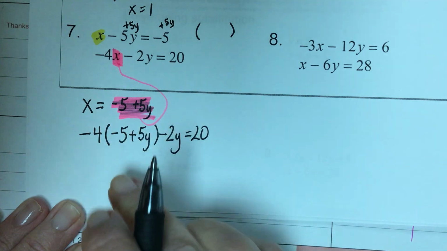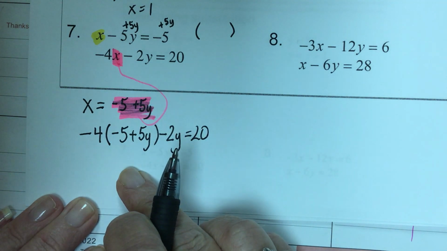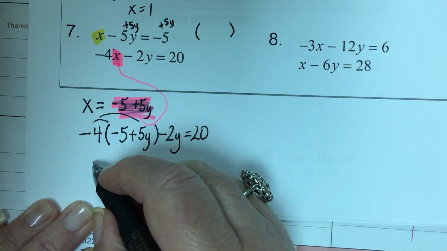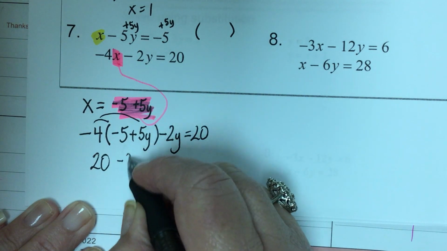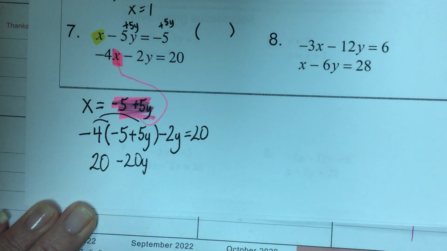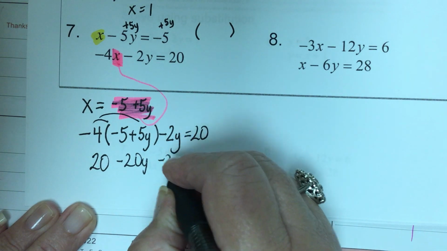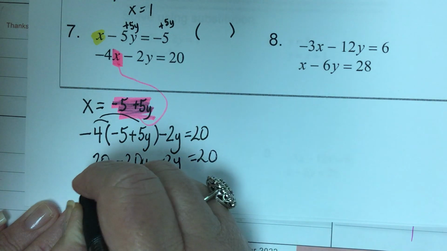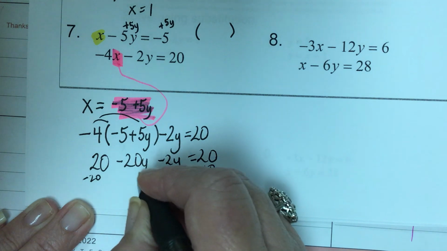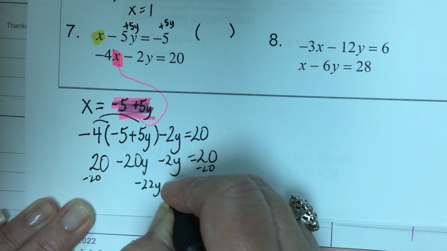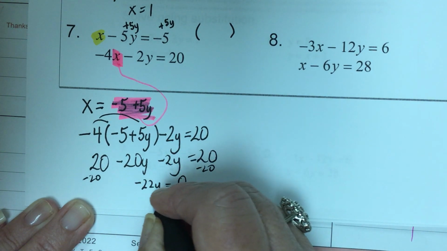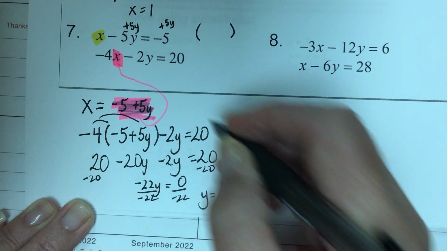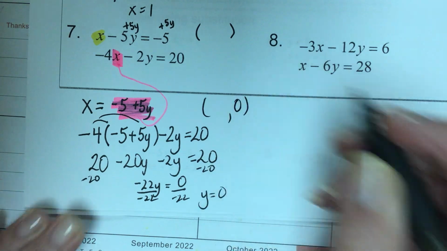Then I'm going to solve. Step 4 says solve the equation in step 3. So I'm going to distribute positive 20 minus 20y minus 2y equals 20. I'm going to subtract 20 from both sides. Negative 22y equals 0. Divide by negative 22. Y will equal 0. So I've got part of my answer.